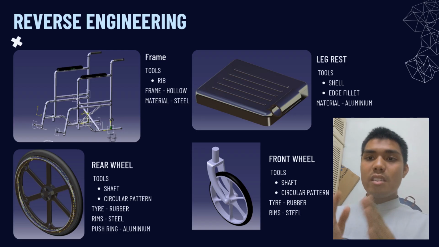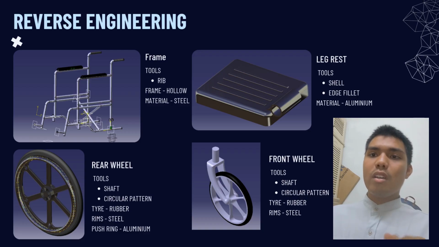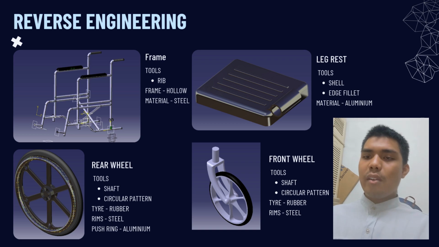For the first one, which is the frame, we need to determine the outer diameter and inner diameter. So when we measure the wheelchair, we pull out one of the wheelchair handles, and we can measure the inner and outer diameter using a caliper. So we get the value of the inner diameter.